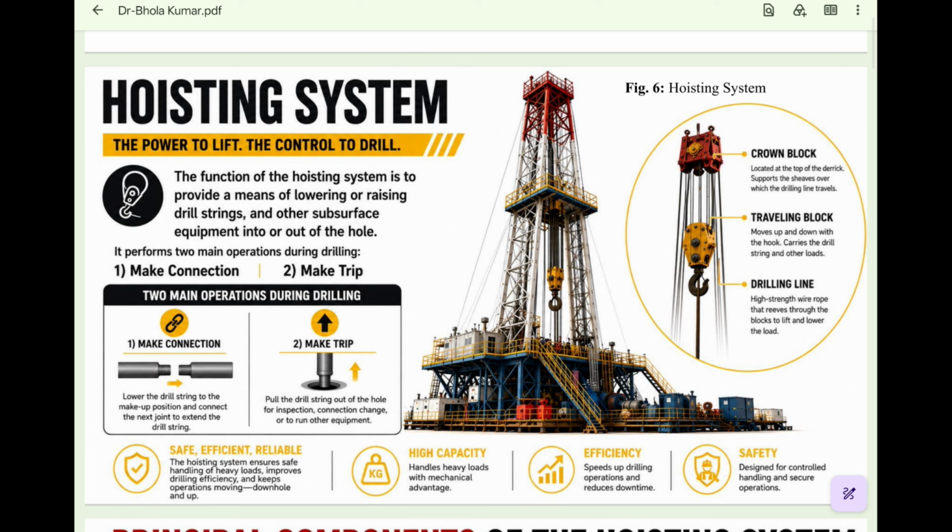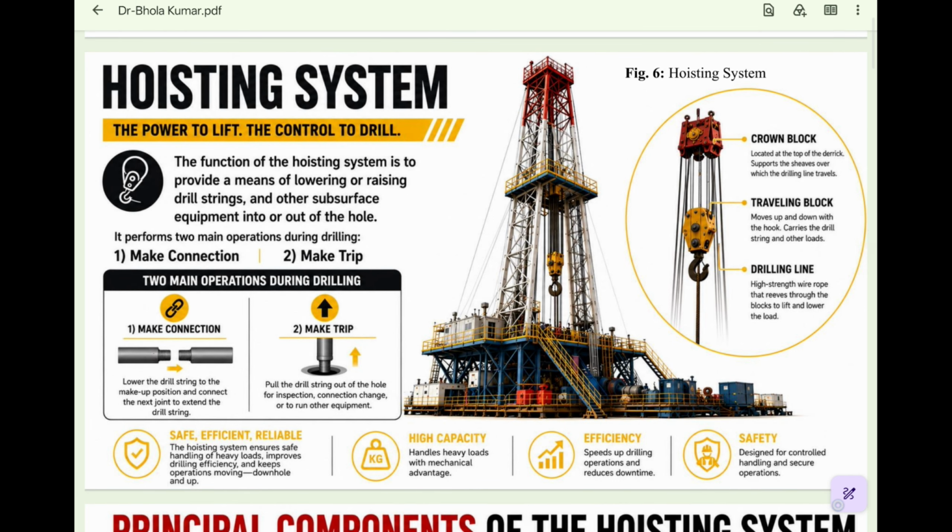So if you want to understand it in Hindi, the simple meaning is: whether it is drill pipe, drill collar, or drill bit, the mechanism used to take it into the well and bring it back up is what we call the hoisting system. Okay. So we can say that in the hoisting system, basically raising and lowering any equipment like drill string, drill pipe, drill collar, that phenomenon comes under the hoisting system. This is the basic function of the hoisting system.